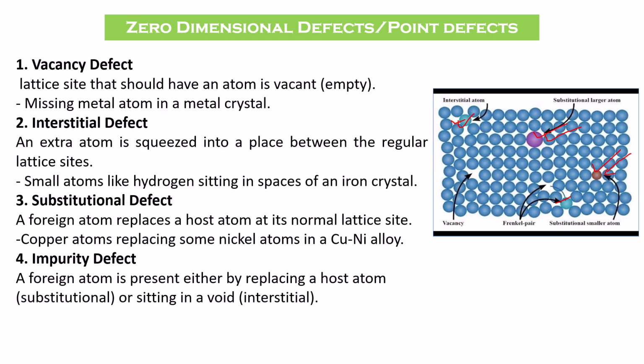When a regular matrix atom takes a place in an interstitial position, then two types of defects occur. One is a vacancy and another is a self-interstitial. This combination is called a Frenkel defect. So, in zero-dimensional defects, there may be vacancy, interstitial, self-interstitial, substitutional, Frenkel and Schottky defects.